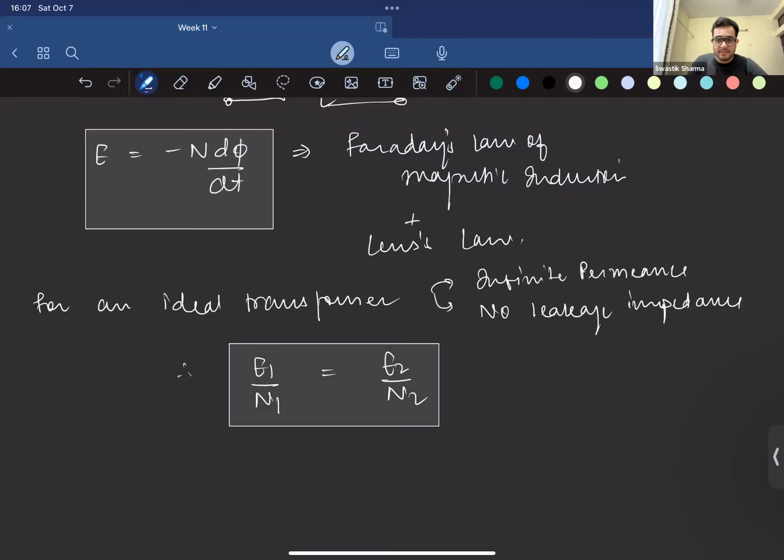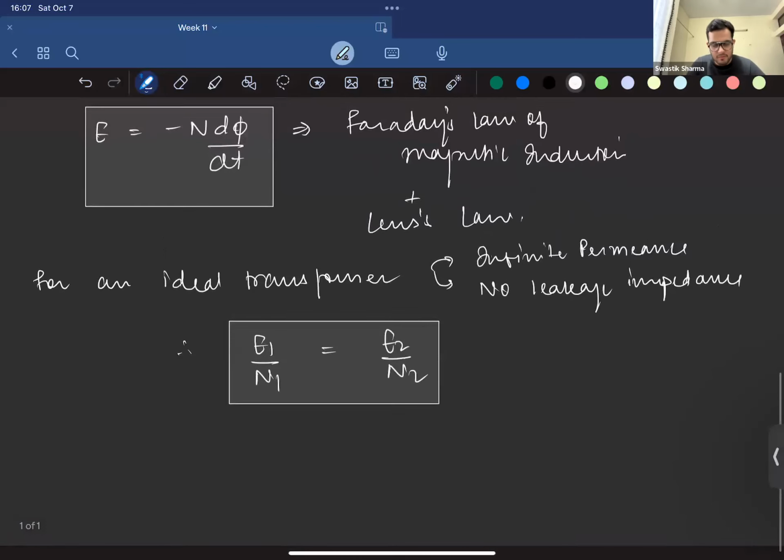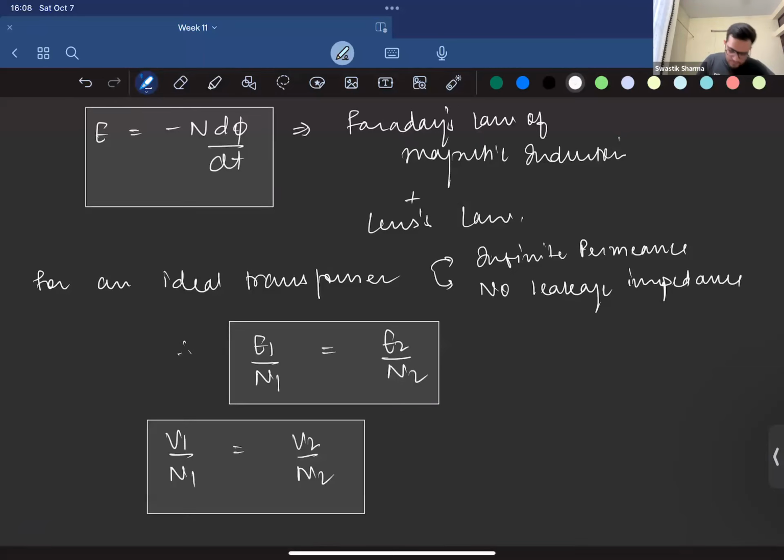Now, since it's an ideal transformer and I've said that there is no leakage impedance, I'll tell you more about it. Just assume that there is some leakage impedance which makes sure that the amount of current being supplied from the supply voltage is not being mutually transferred to the next coil. But since it has negligible leakage impedance, we can say that V1 upon N1, the whole supply voltage, is the induced EMF.